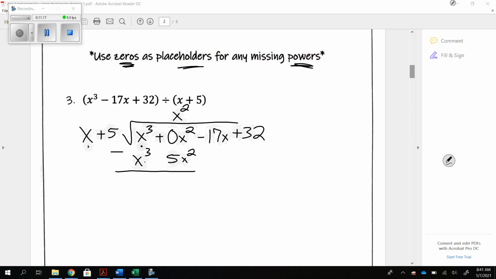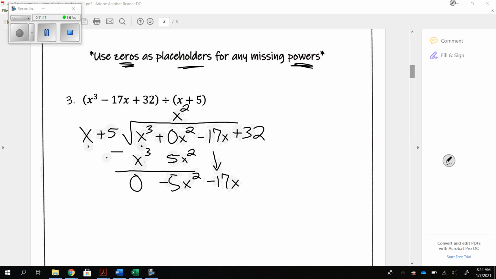So far, I'm doing well. See, it took practice. It took me doing one of them to not be rusty at this. I haven't done this in a while. Okay? So x cubed minus x cubed is 0. That's what we want. Then 0 minus, don't forget that it's a minus, not a plus, 0 minus 5x squared is negative 5x squared. Okay? Then we bring down this negative 17x.